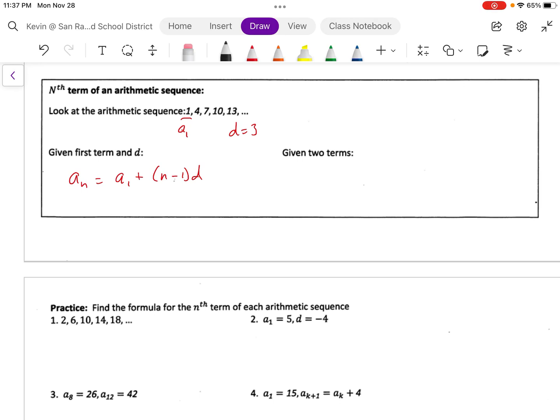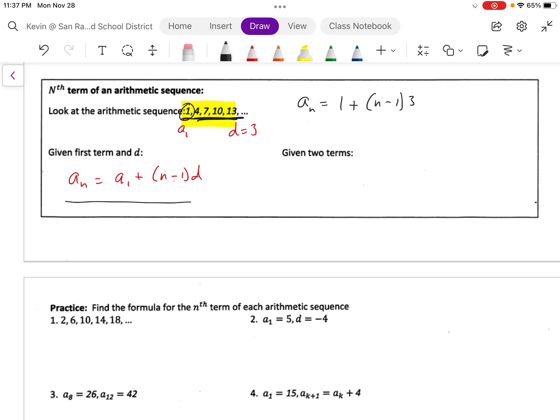So that's the form that we use. If we look at this sequence that we were given here, let's use this formula to find what this sequence would be. We would do a sub n equals the first term, a sub 1, which would be 1, plus n minus 1, again because it's the first term, and then times 3.